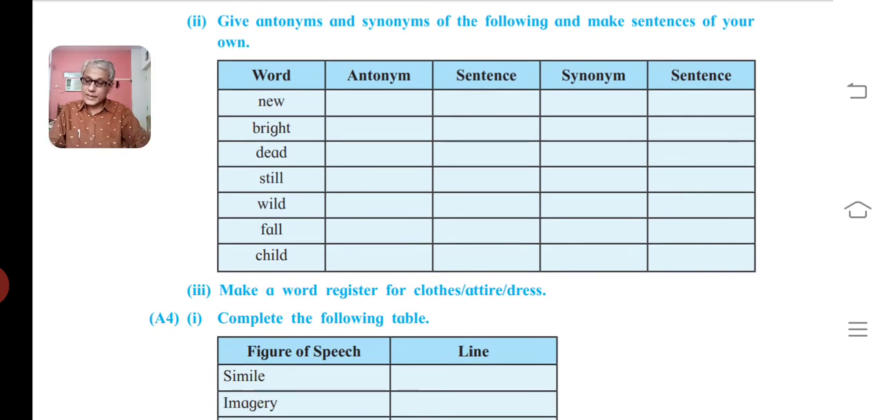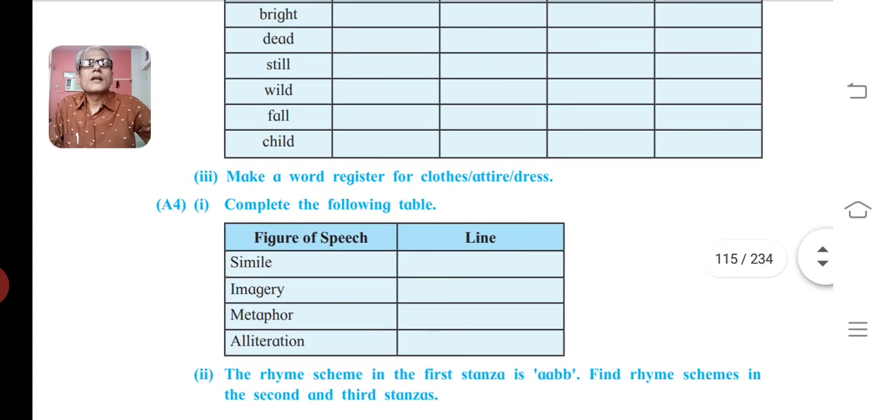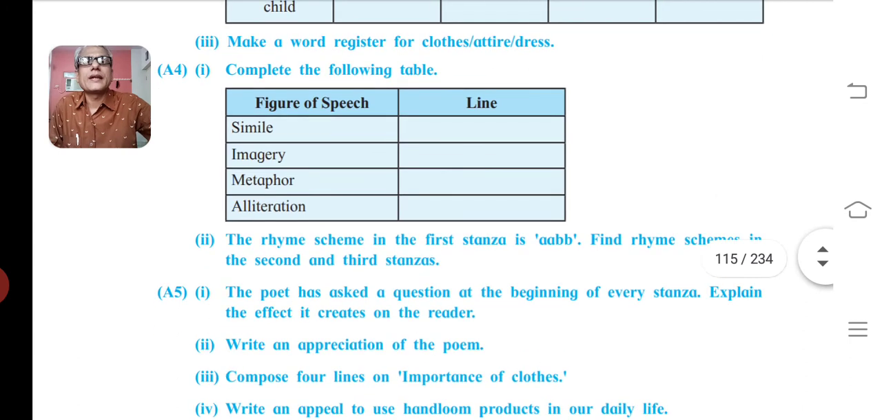Now, the next activities onwards are to be done by you individually at your home. I take only two activities from the rest of the activities. Complete the following table. This is also figures of speech, and I have also discussed this in detail.